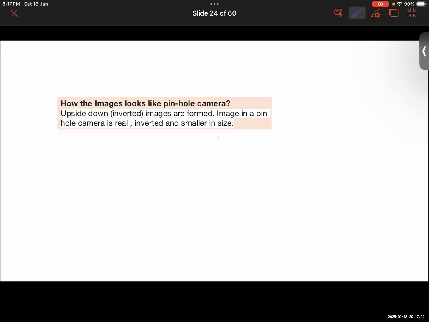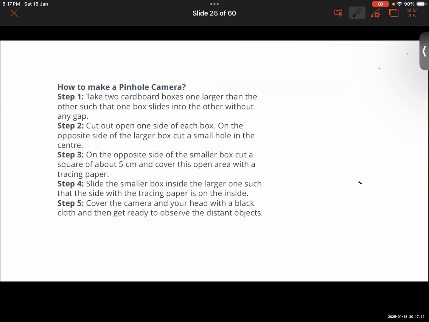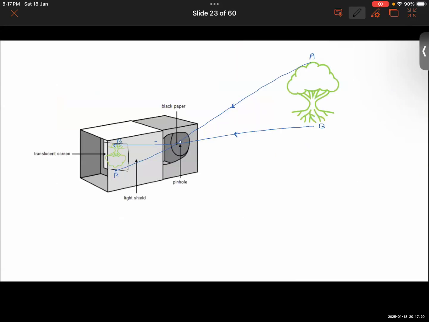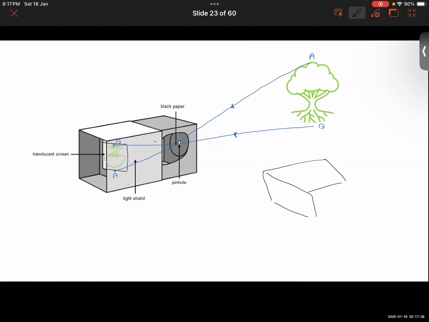It does not have to be any random box. We need to make it like this: you have to take two boxes. You can take a translucent paper, like baking paper or tracing paper. You can even make it in a circular shape. Of course, you can make it in a cylindrical shape like this also.